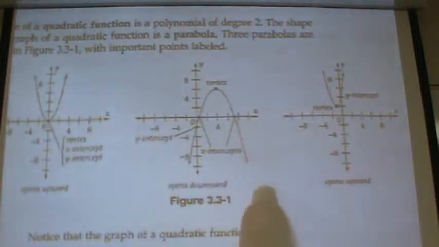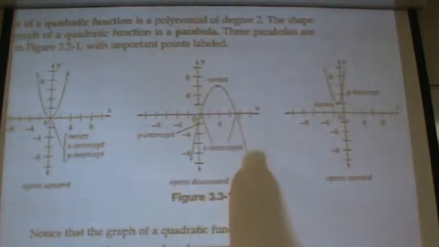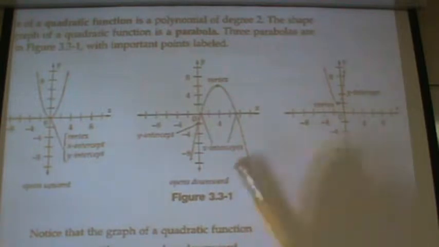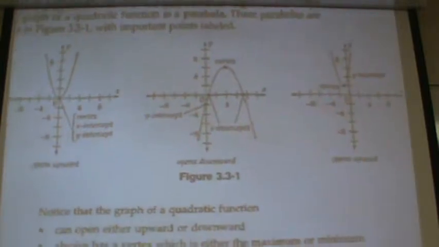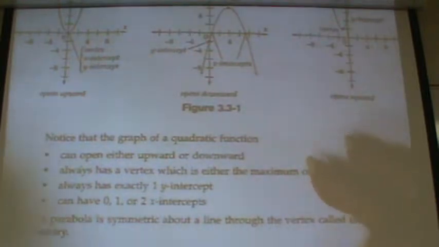Okay, and then there's also a bunch of ordered pairs that satisfy the relation. Is a quadratic relation a function? Yes, it passes the vertical line test. So here are the characteristics of a quadratic function.